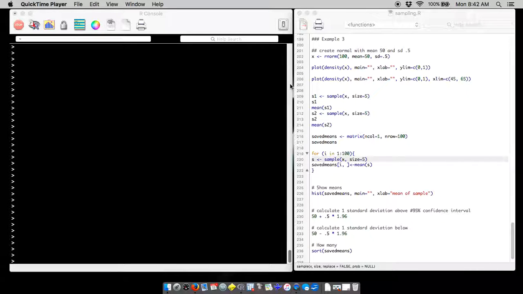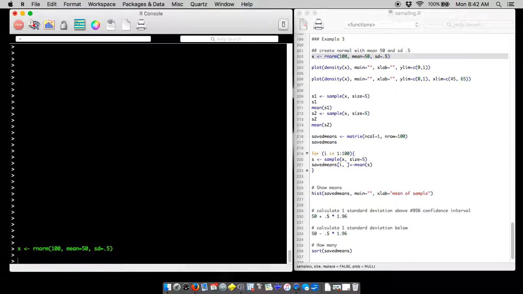So here I'm going to give an example of how we can be confident that our sample comes from a known population. What I'm going to do here is create a different population I'm going to call X, and it's going to use R's random normal generator. So what this is doing is rnorm, it's saying generate a random normal distribution of 100 observations with a mean of 50 and a standard deviation of 0.5.